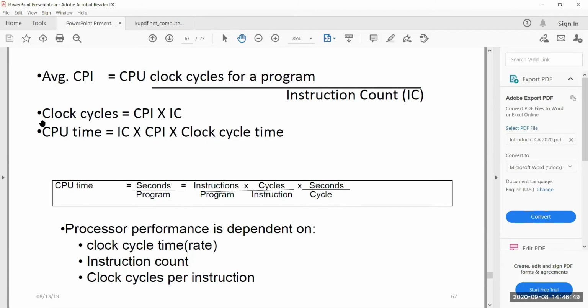When you want to look at, on average, the number of clock cycles per instruction, you look at the total clock cycles for the program divided by the total number of instructions. We call that the instruction count. So the CPU clock cycles for a program is equal to CPI times the instruction count. So how many clock cycles are there for a program? It is the instruction count times clock cycles per instruction. So this is the total CPU clock cycles for a program.